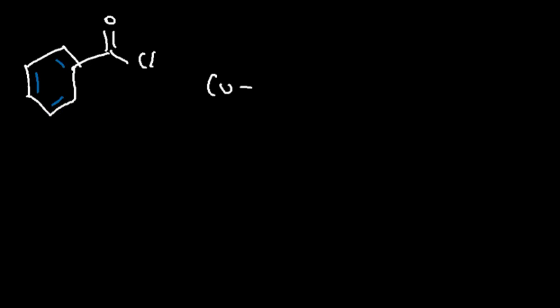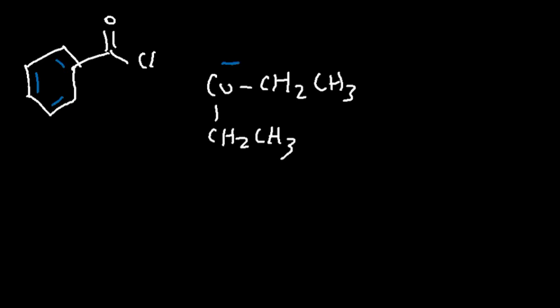So now for the second reaction, that is between the acid chloride and the Gilman reagent. So we have a copper atom attached to two ethyl groups. And copper has a negative formal charge because it's in the +1 oxidation state, and lithium has a plus charge. Only one of the R groups is nucleophilic, and so this R group attacks the carbonyl carbon.